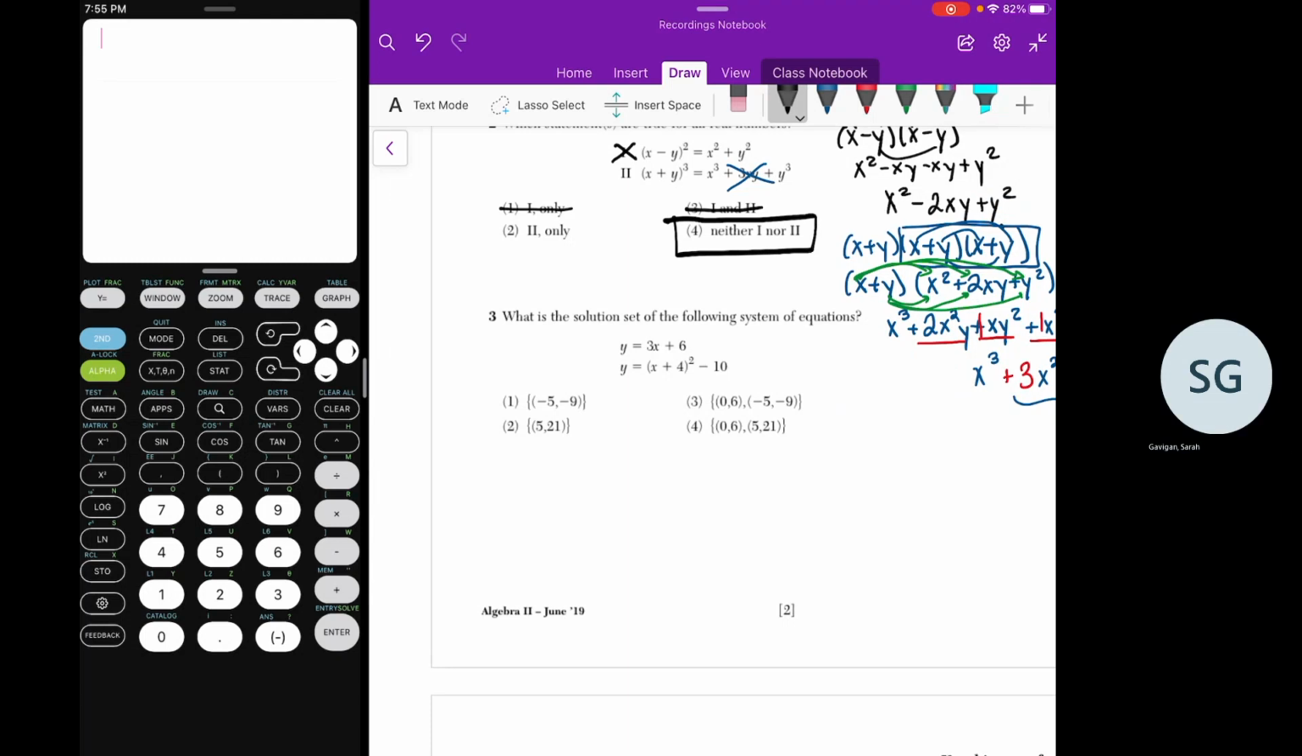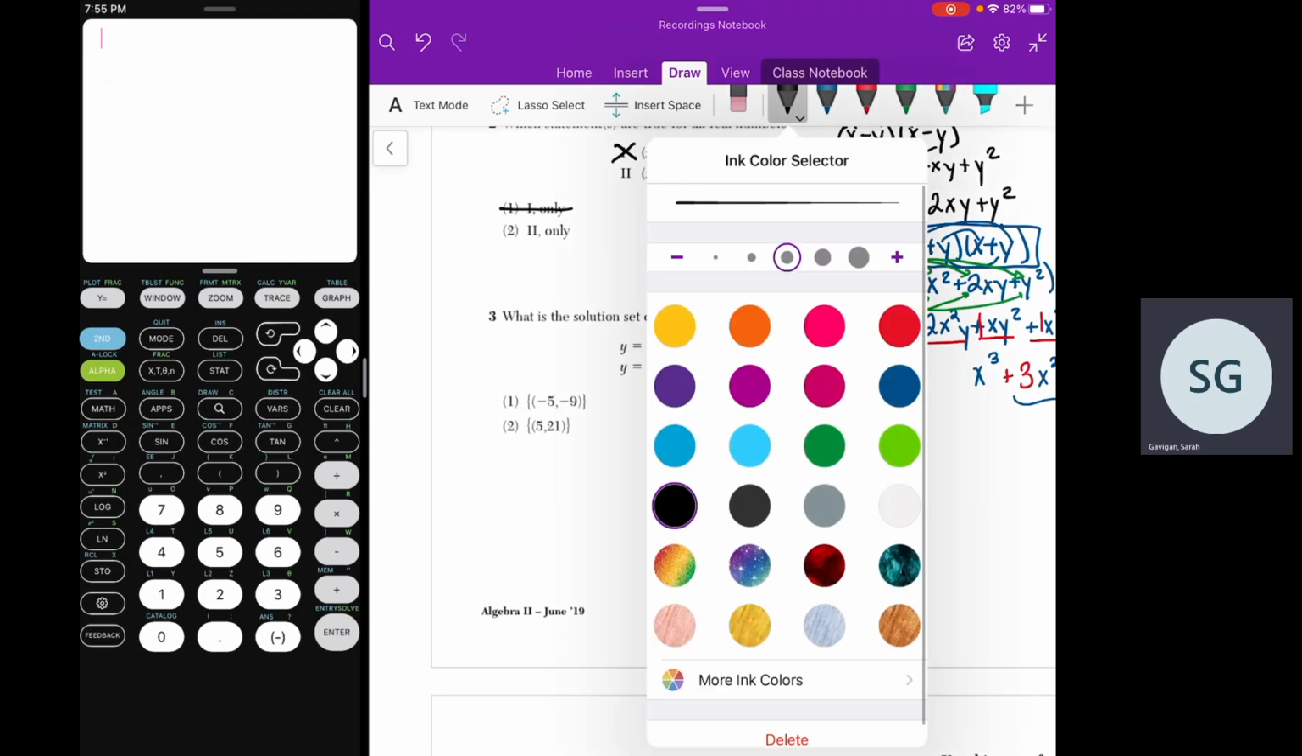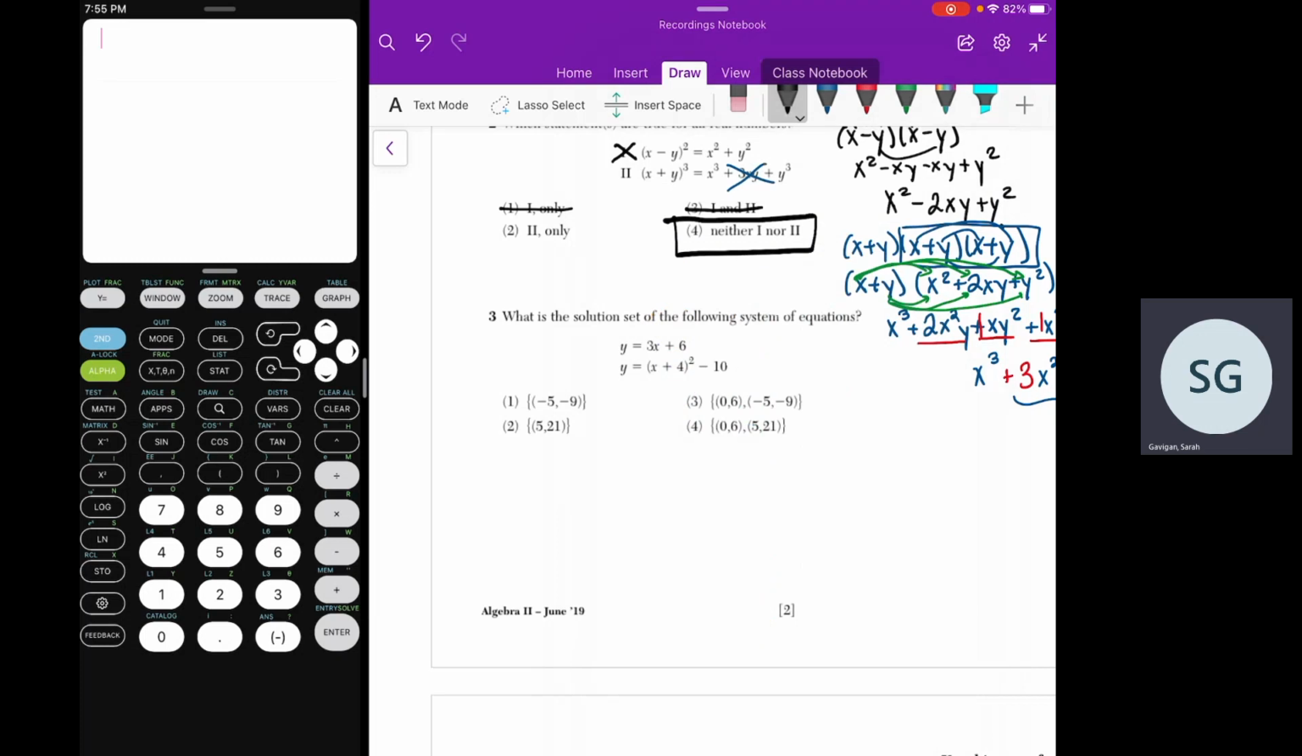Number 3. What is the solution set of the system of equations? The solution set to a system, because we have x and y, we're looking for both answers. So you can do this algebraically or graphically. Let's do it algebraically first. Since they're both equal to y, then I can say that they're both equal to each other. So I can set 3x plus 6 equal to (x plus 4) squared minus 10.